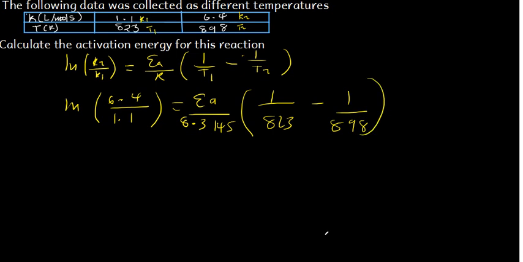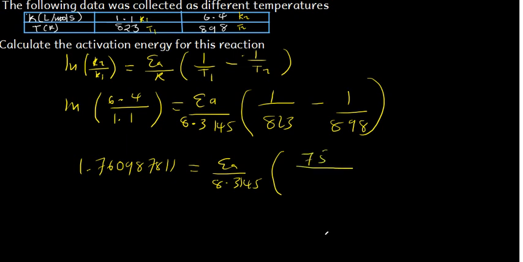So this will give us, now if we say 6.4 divided by 1.1, and then natural log of the answer that we get, we are supposed to get 1.7609878811, and that is going to be equal to activation energy over 8.3145. Then we have 1 over 823 minus 1 over 898, that is going to give 75 divided by 739054.